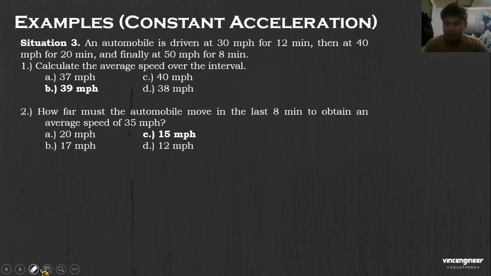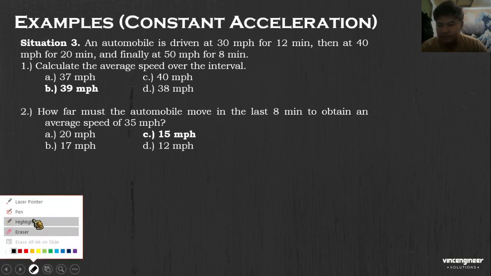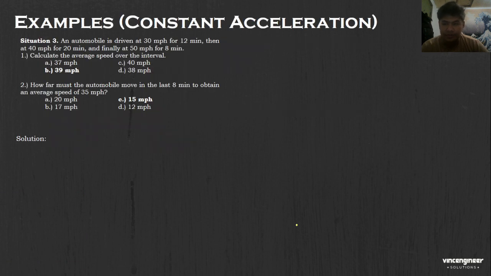So first, let's interpret the problem. The solution is to solve segment by segment. We have 30 miles per hour for 12 minutes, so A to B, 40 miles per hour for 20 minutes, B to C, and 50 miles per hour from C to D.